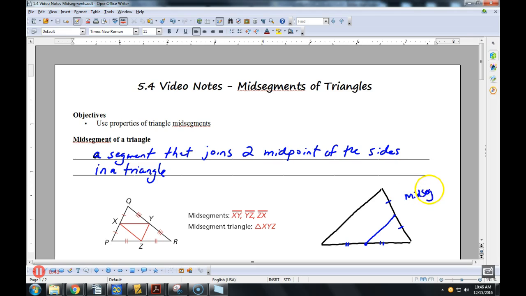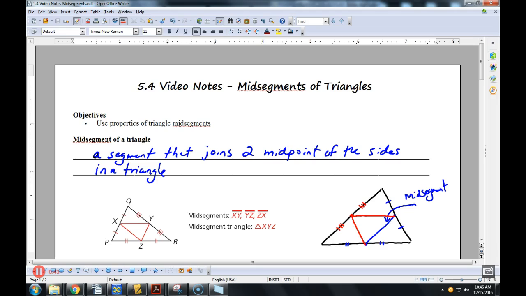Alright, so midsegment. And I can do it different ways, so I could also come over onto the other side, the longest side here, and I could find another midpoint. And if I connect these together, I have another midsegment, and I have another midsegment. So there are 3 midsegments there.